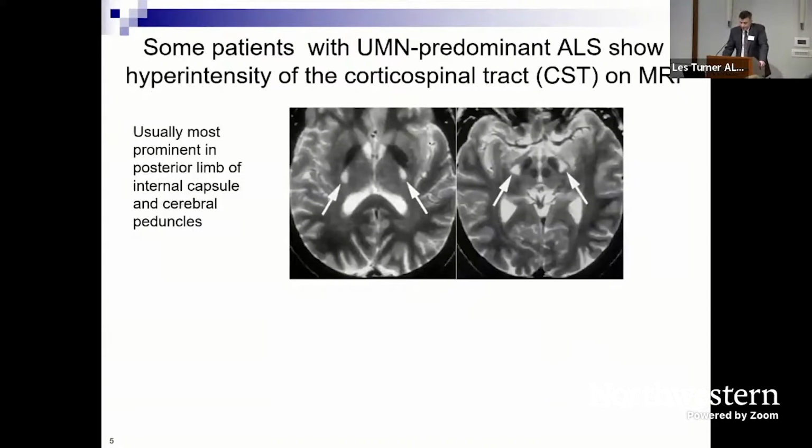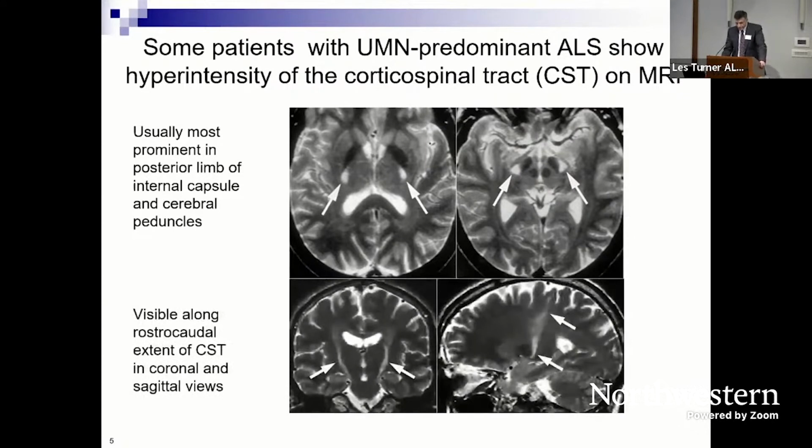However, some patients with upper motor neuron predominant ALS have visible hyperintensity of the CST on conventional FLAIR and T2 weighted MRI, as shown here, but little is understood about what this means. CST hyperintensity is usually most evident at the internal capsule level, as shown on the left, and cerebral peduncle level, shown on the right, but sometimes can be seen tracking along the rostrocaudal extent of the CST from higher subcortical levels, as seen here in a coronal view on the left and sagittal view on the right.